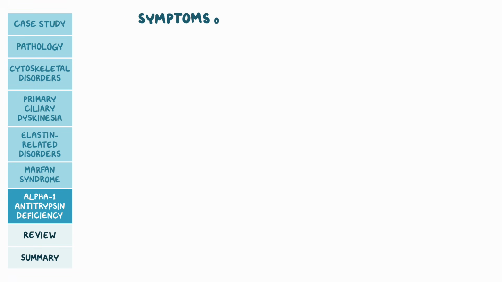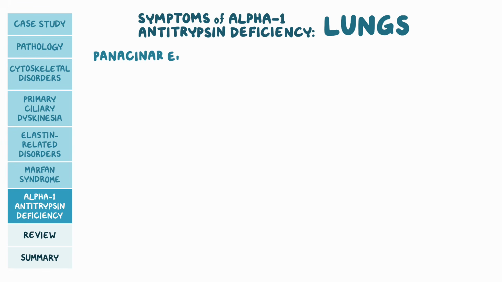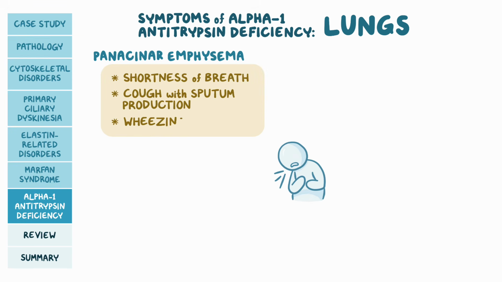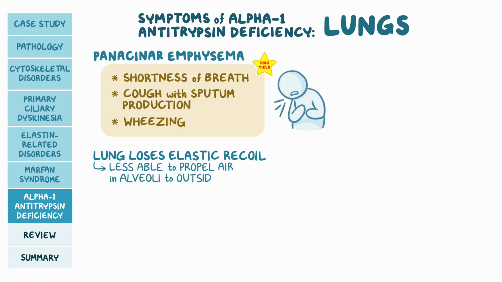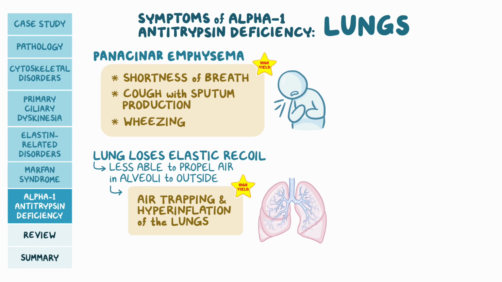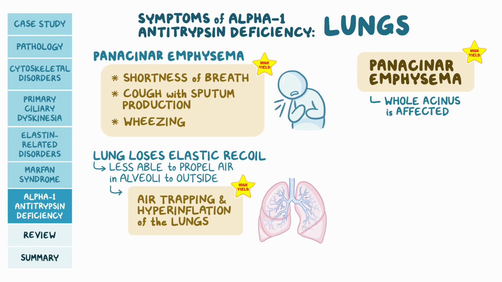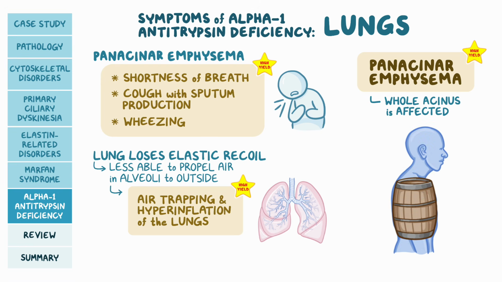So the main symptoms of alpha-1 antitrypsin deficiency usually involve the lungs and liver. Starting with the lungs, individuals with emphysema typically experience shortness of breath, cough with sputum production, and wheezing, which is a whistling sound in the chest. In addition, because the lung loses much of its elastic recoil, it will be less able to propel the air in the alveoli to the outside, leading to air trapping and hyperinflation of the lungs. This causes individuals to develop panacinar emphysema, which means that the whole acinus is affected and is typically associated with a barrel-shaped chest.